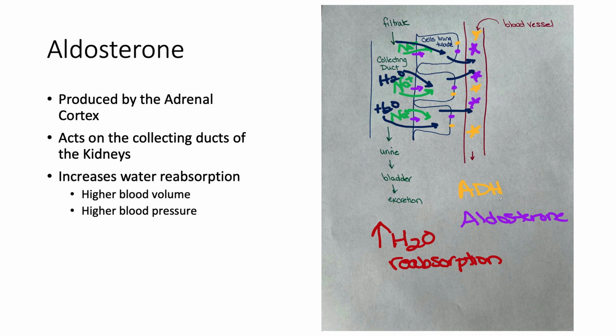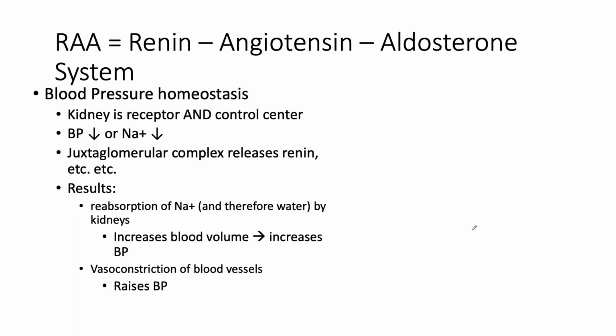ADH inserts aquaporins and water goes in passively down its gradient. Aldosterone is going to actively transport sodium ions and water will follow this stuff. They often work together. The end result is that reabsorption of water is going to increase blood volume, which increases blood pressure, and the vasoconstriction of blood vessels will reduce the volume of the vessels and therefore increase blood pressure systemically.